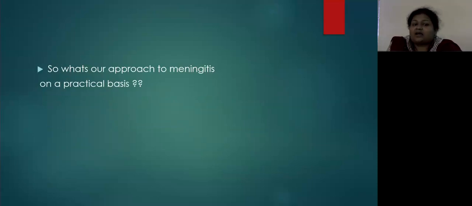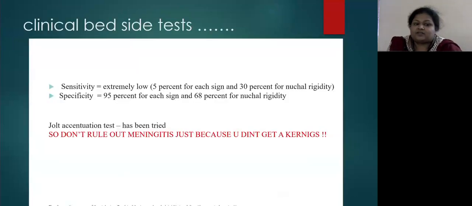So, what's our approach to meningitis on a practical basis? What do you see in the adult group commonly? That is what you must suspect first. Okay. So, before we go to that, you must remember what you have learned as UGs is that you should look for Kernig's, you should look for Brudzinski's, all that should be positive.